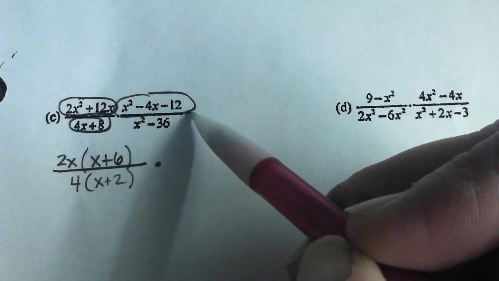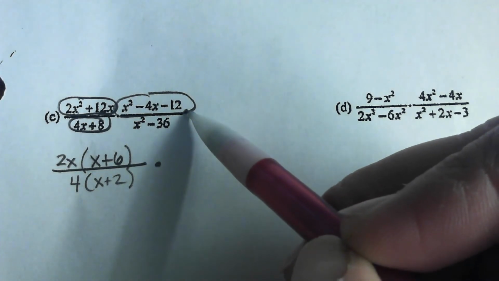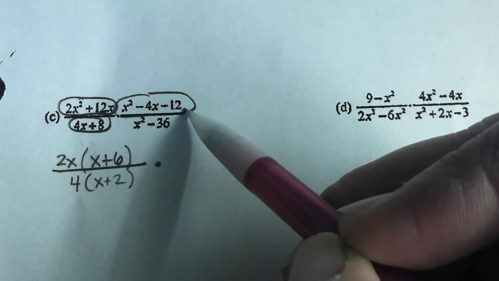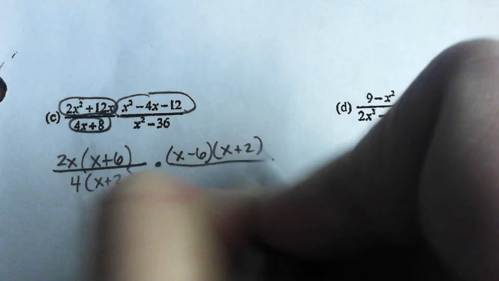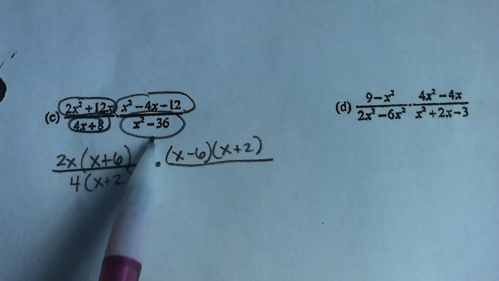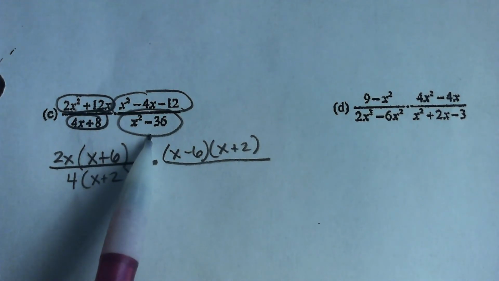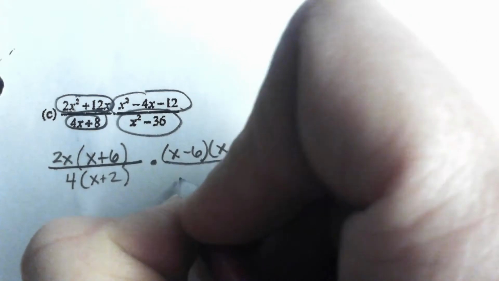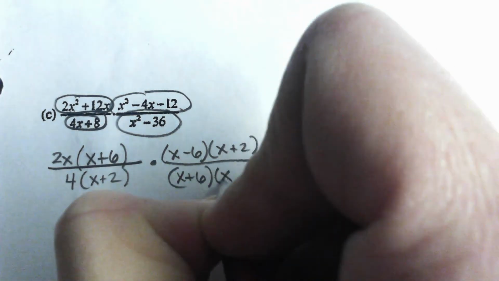Take a minute to try to factor that. Vince, what do you think? Very good. X minus 6 and x plus 2. And on your denominator, Tess, how would you factor that? Perfect. X plus 6, x minus 6.